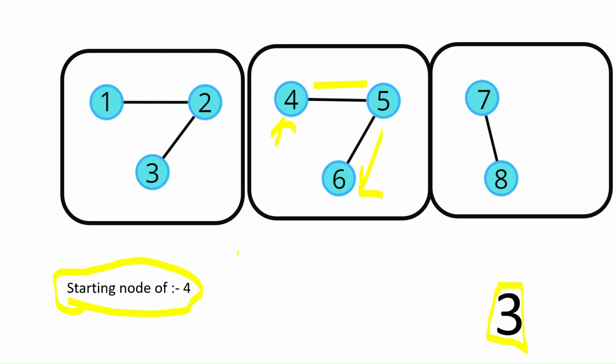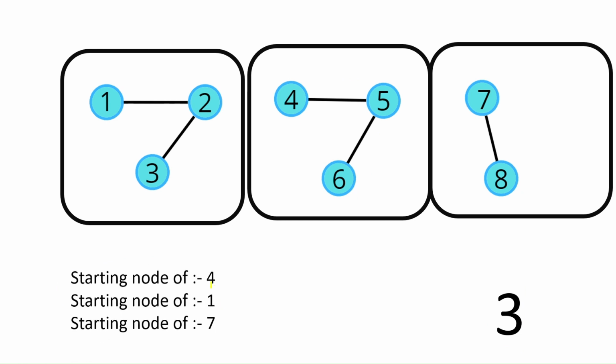So what will you do in this case? Let's keep 3 starting nodes: 4, 1 and 7. Now if you traverse from 4, from 1 and then from 7, you will be able to visit 1, 2 and 3, and in the same way 4, 5 and 6, and 7 and 8. But the thing is, how will you find these three starting nodes?